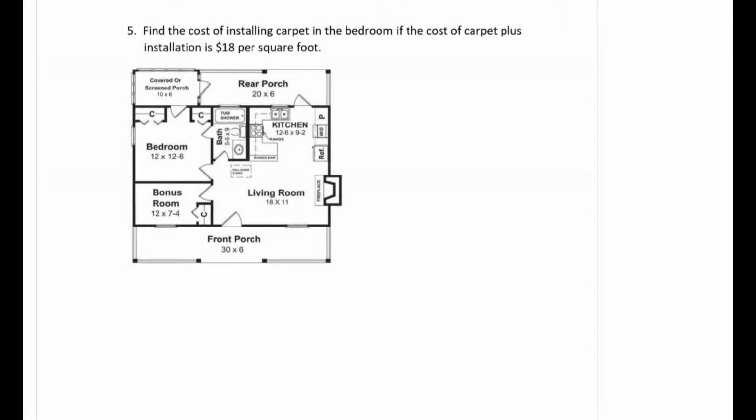Problem 5, find the cost of installing carpet in the bedroom if the cost of carpet plus installation is $18 per square foot. Notice that the length of this bedroom here is different than what we've had in the other problems. This 12-6 means 12 feet 6 inches. Well, 12 feet and 6 inches is 12.5 feet.